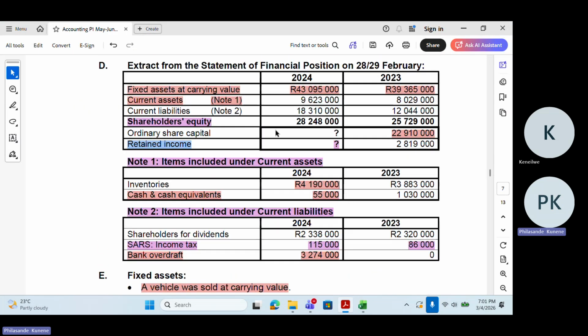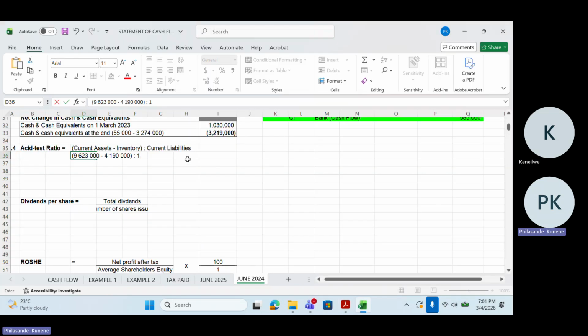The total is 18,310,000 rand. Can you see this? Yes. Okay, then if you subtract the two amounts, how much are you getting? 9,623 minus 4,190 is 5,433,000 rand. So 5,433,000 rand is to 18,310,000.